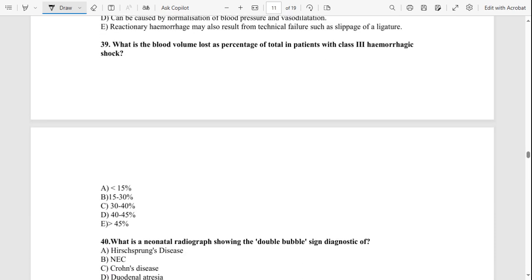What is the blood volume lost as percentage of total in patients with class 3 hemorrhagic shock? Less than 15, 15 to 30, 30 to 40, 40 to 45, greater than 45. In class 3 hemorrhagic shock, anyone to help with that?